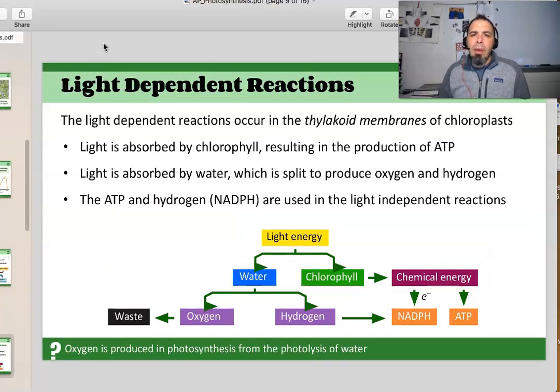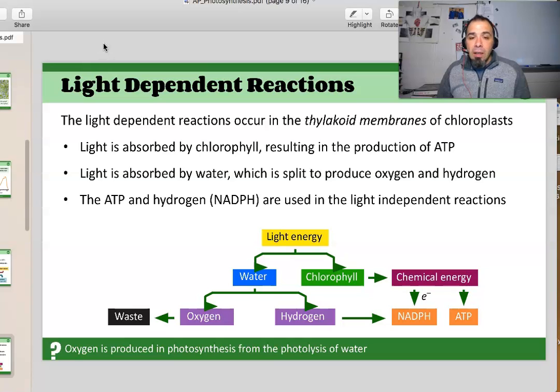And so the light-dependent reactions occur in the thylakoid, and light absorbed by chlorophyll results in production of ATP. That's important. Light is absorbed by water, which is split to produce oxygen and hydrogen. You have to know what's going in, what's going out. And then the ATP and the hydrogen, which is tied into that NADPH, are used in the light-independent reaction.